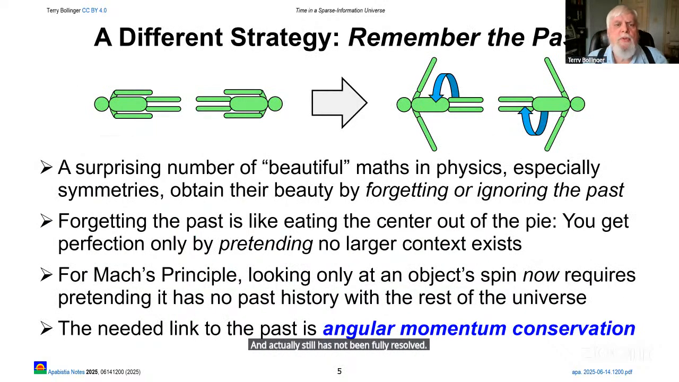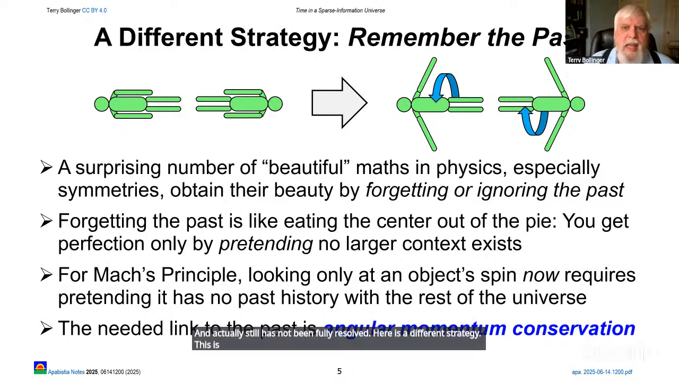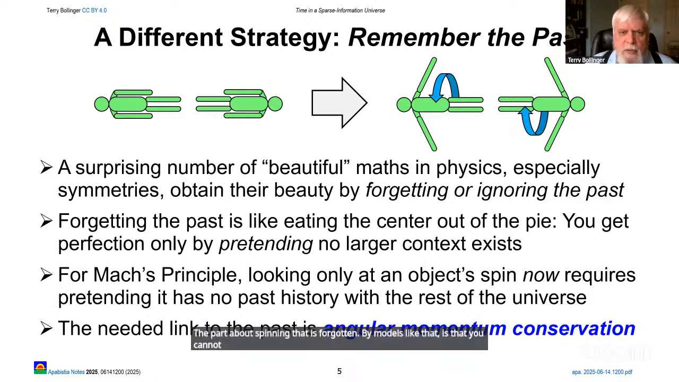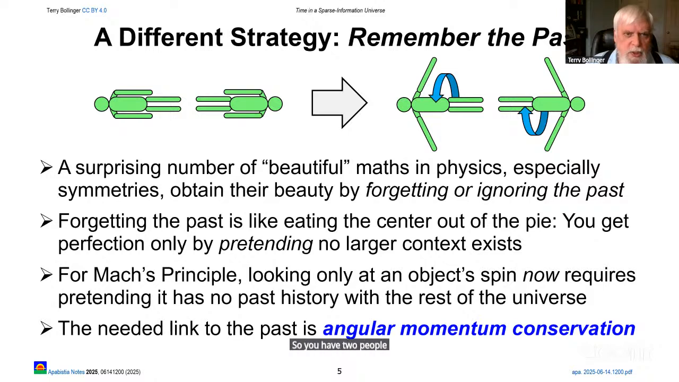Here is a different strategy. And this is where I, as usual, start getting a little bit outside of the standard, but in a way that's very simple. The part about spinning that is forgotten by models like that is that you cannot spin unless you have something to spin against. So you have two people here, say they're floating in space, a couple of astronauts. They attach to each other in some fashion, they create a torque, and then they start rotating.